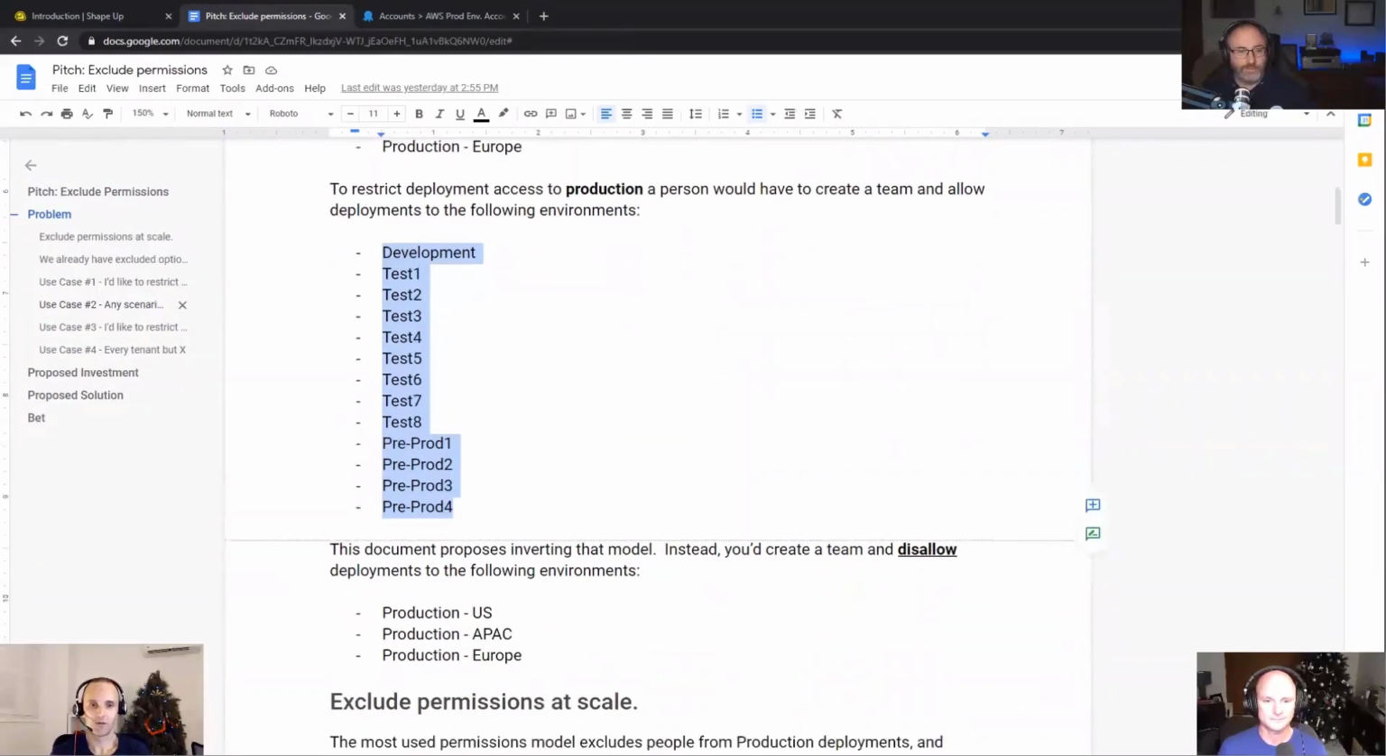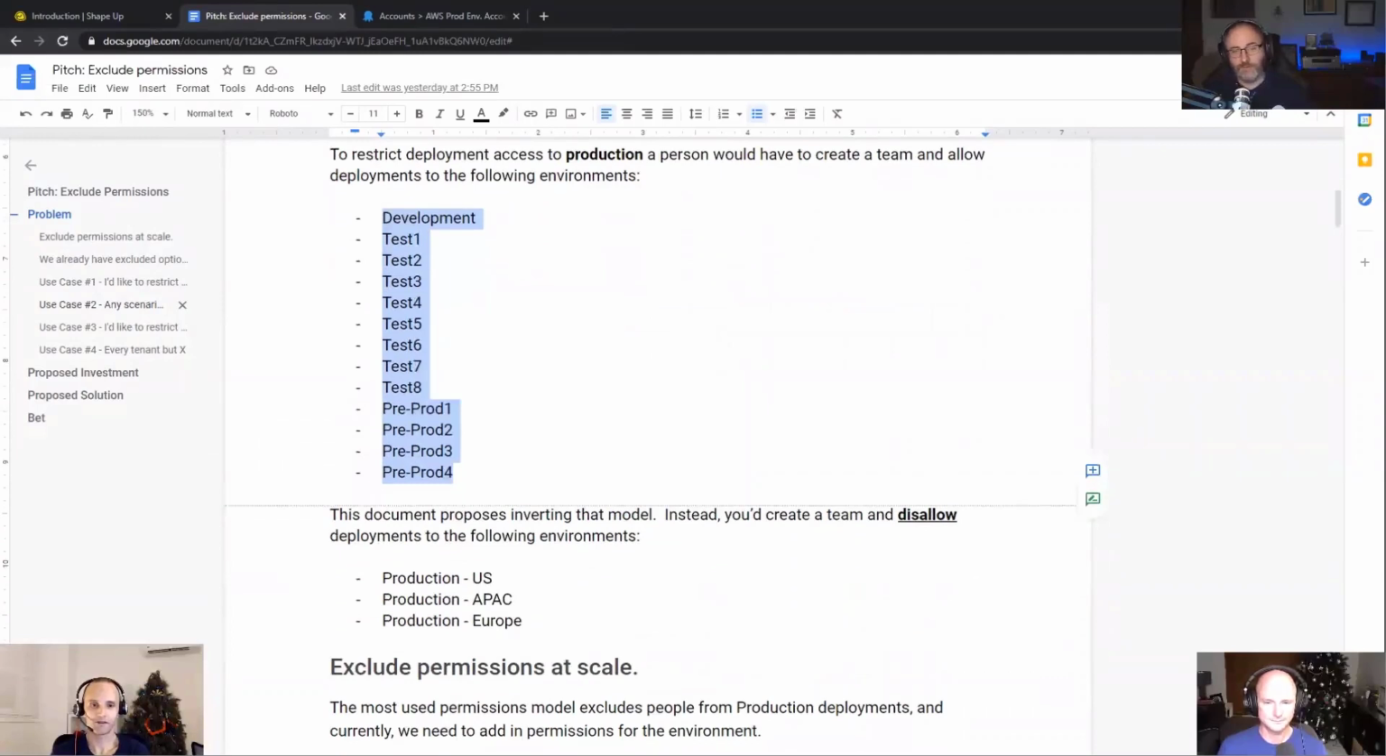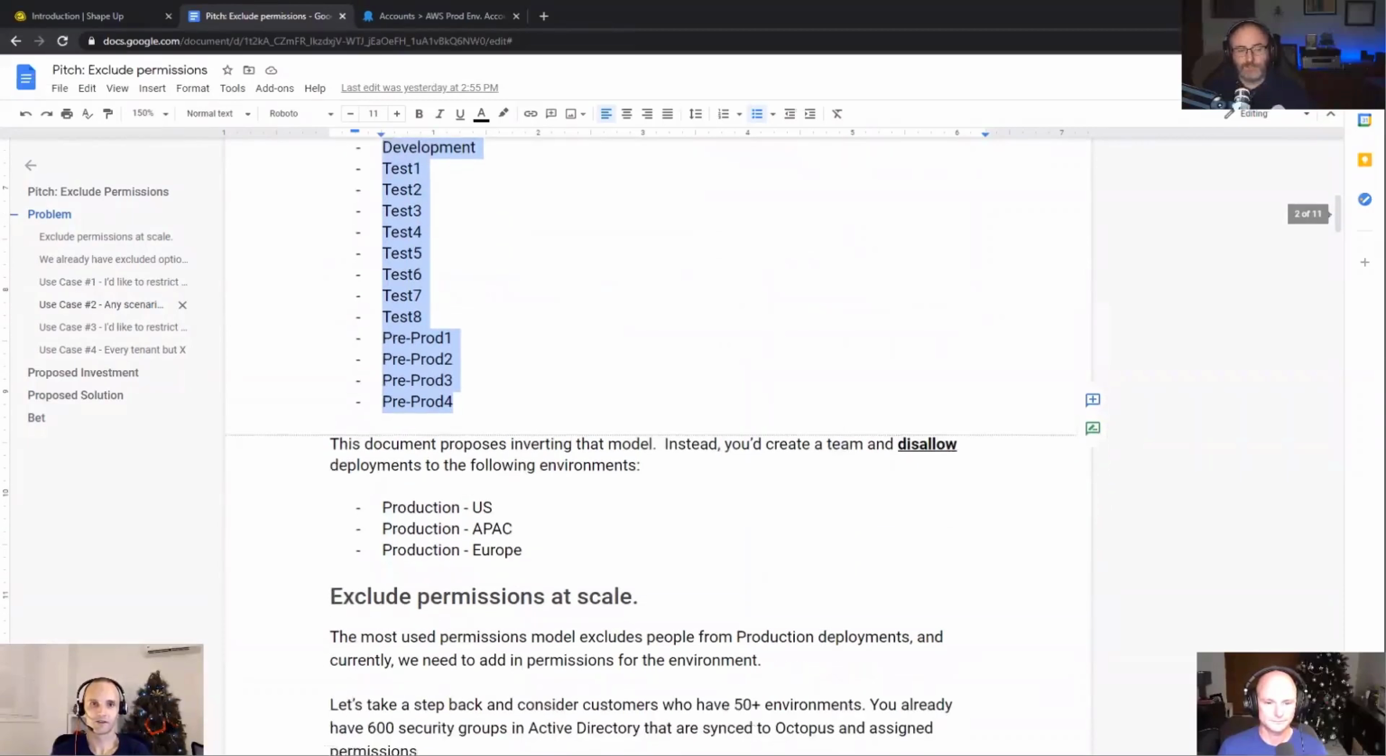Now, what this document wants to do is it wants to invert that model. And so instead, you'd create a team and disallow deployments to the following environments. So Michael, when you're reading something like this as the product manager, when you see a problem defined like this, what are you looking for in a document?